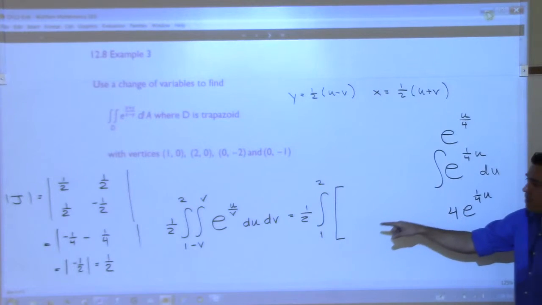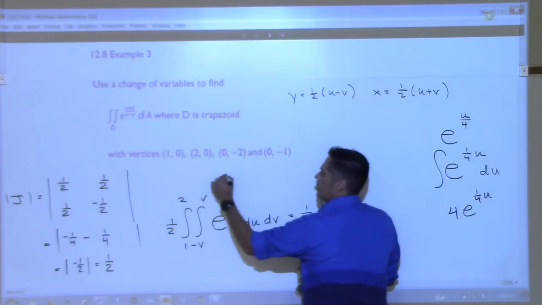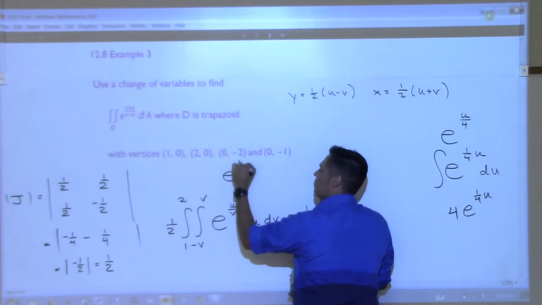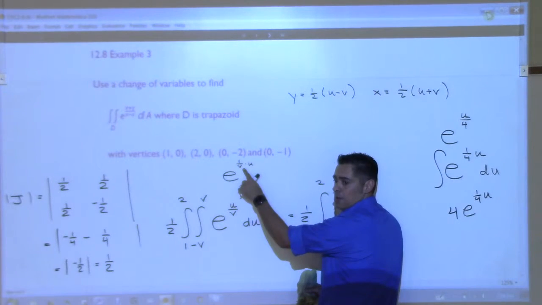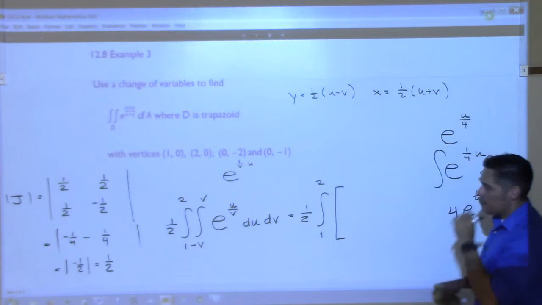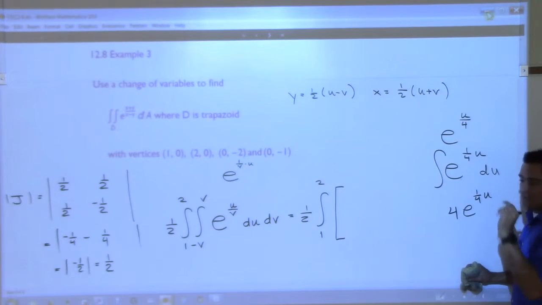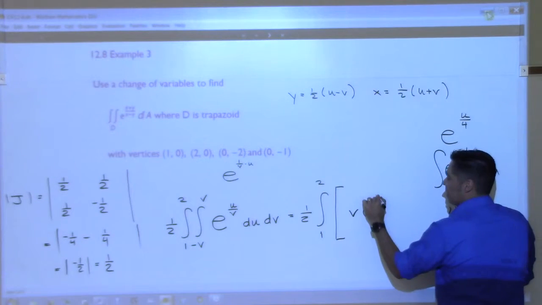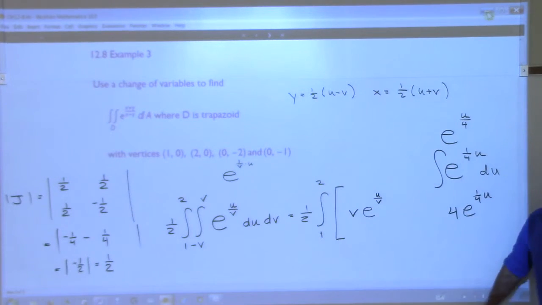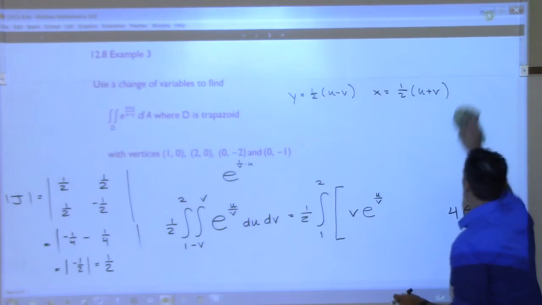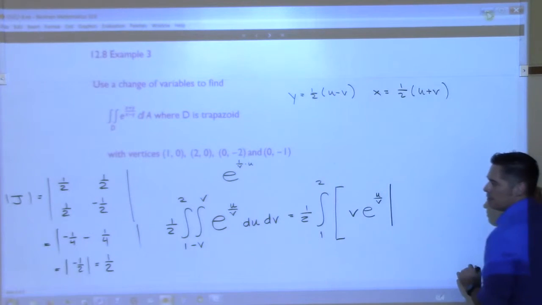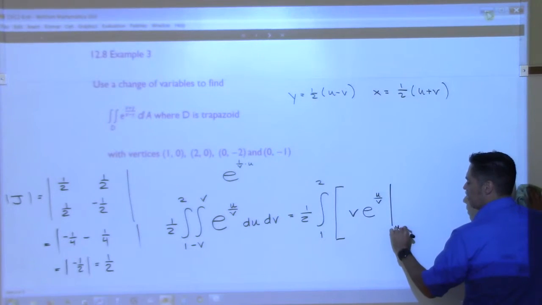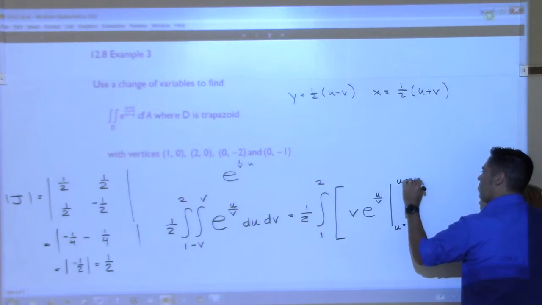So for us, this is really like e to the 1 over v times u. So the 1 over v is like the 1/4 was. So what's the antiderivative going to be? V e to the u over v, right? And where are we evaluating that? From u equals negative v to u equals positive v.